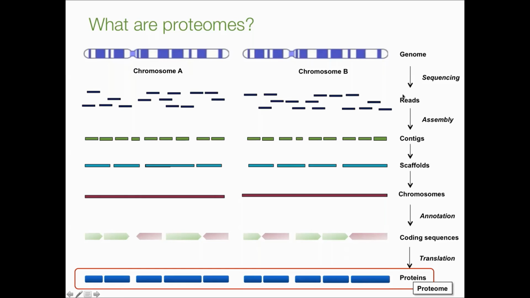So reads are assembled into contigs, contigs are gathered together into scaffolds, and in the final stage of assembly, you would be able to get fully assembled chromosomes. But what I wanted to stress here was that this assembly process does not have to be complete for a proteome to be available.